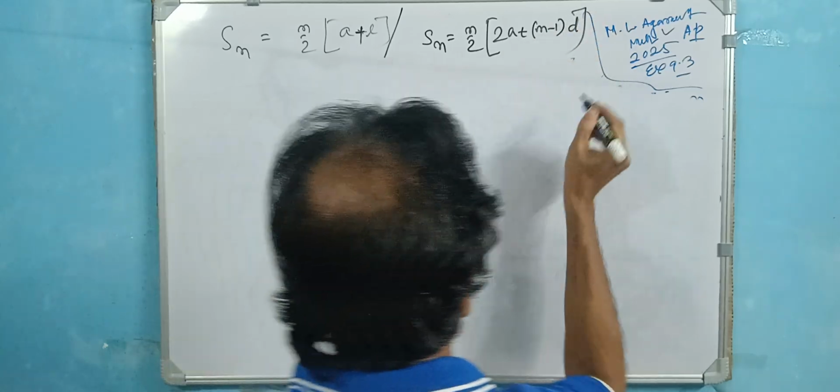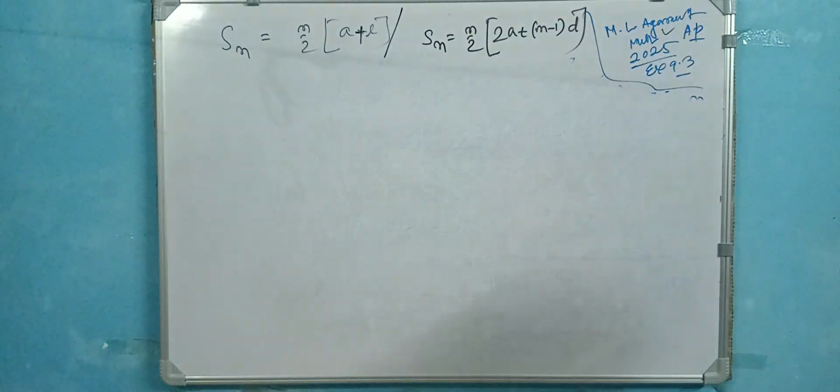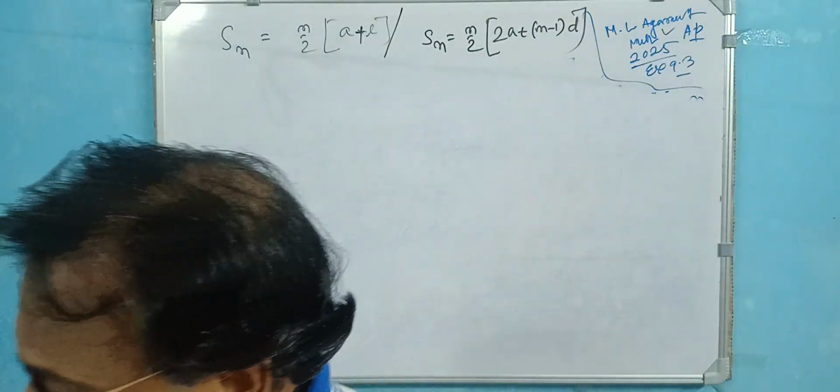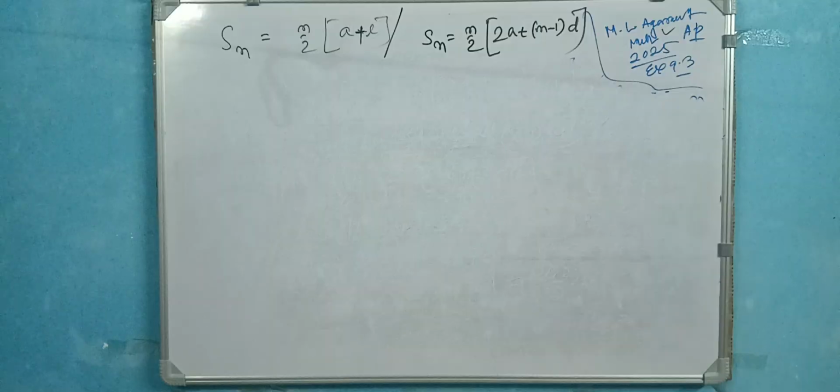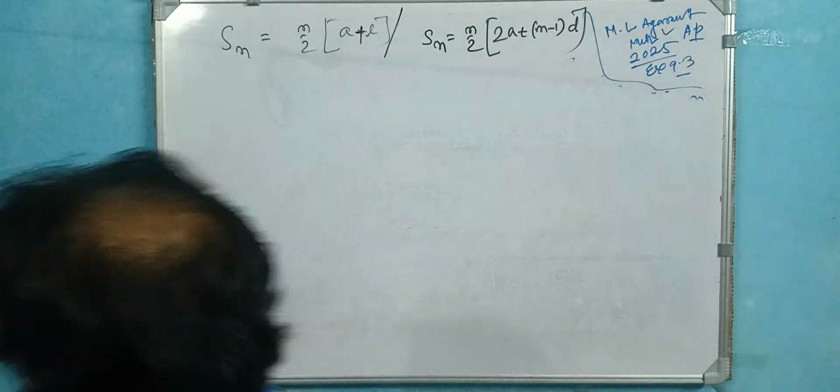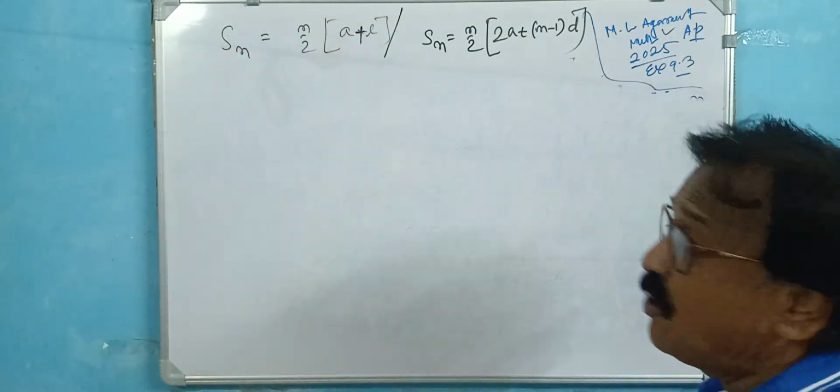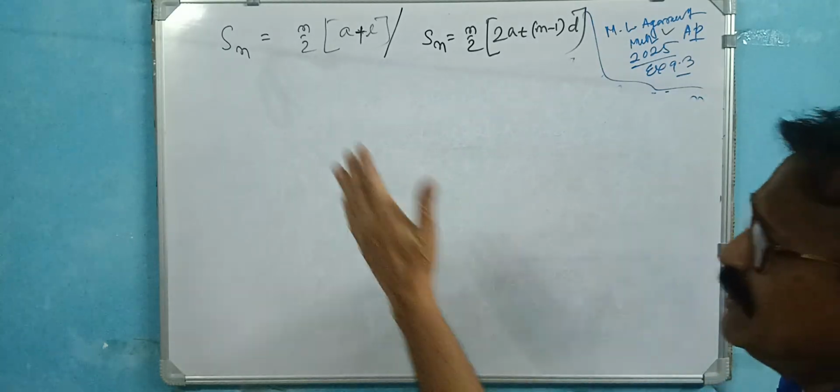From there, because of the two formulas, Sn is equal to 2a plus (n minus 1) into d. But this is a formula I can easily prove.